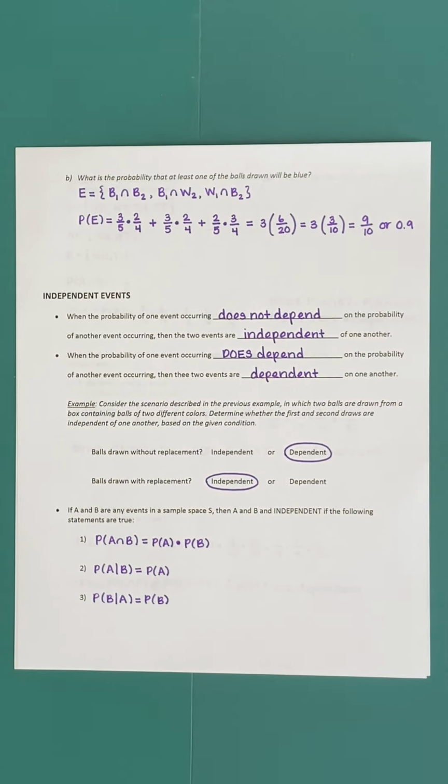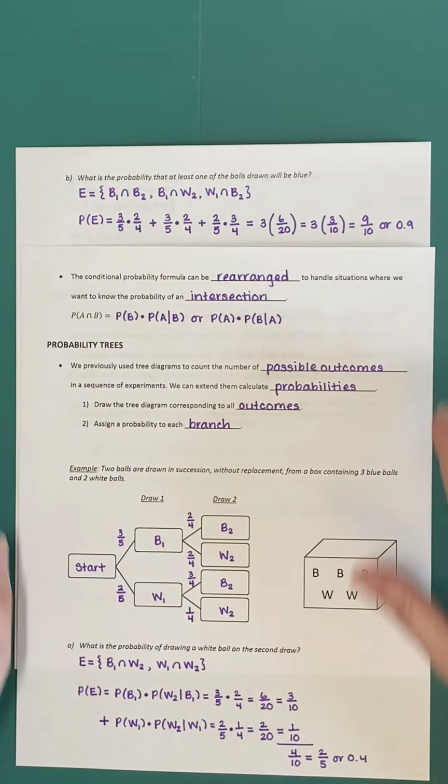So what's the probability that at least one of the balls drawn will be blue? Keywords here, at least. Well, what could that look like? At least one is blue means exactly one could be blue, or also both could be blue. We could have the possibility where both are blue. So let's go back and look at our tree.